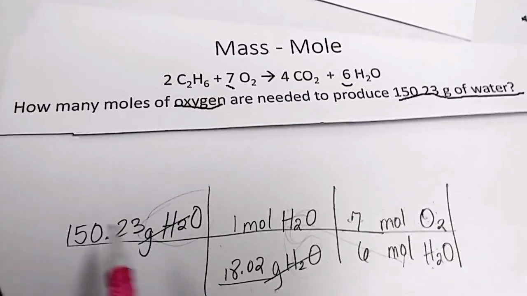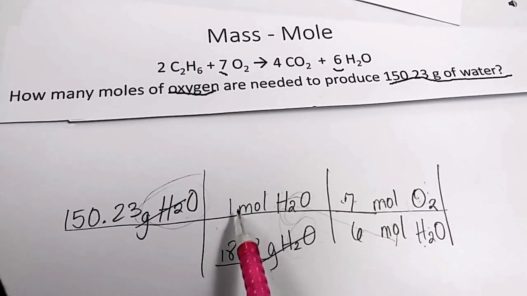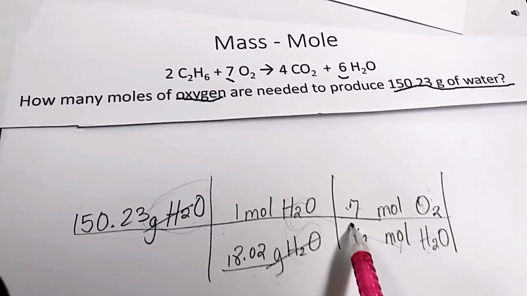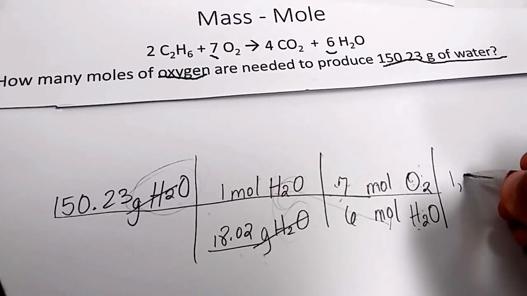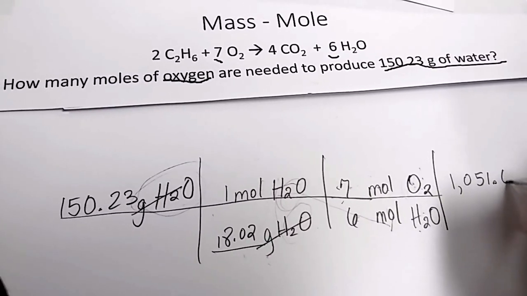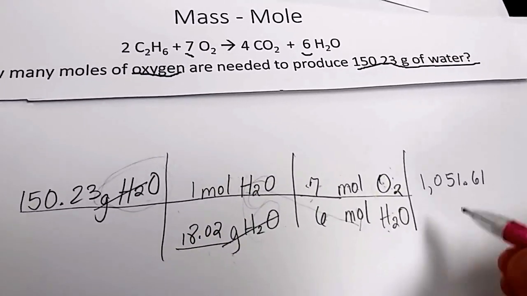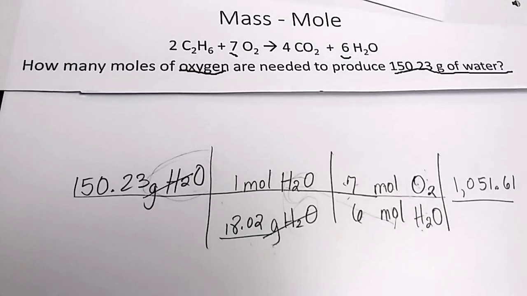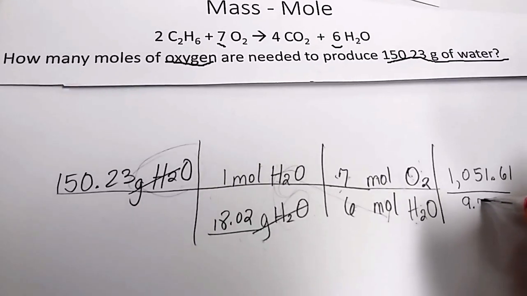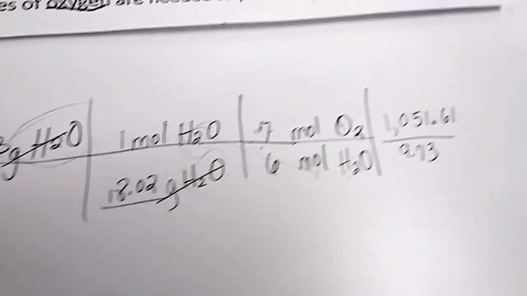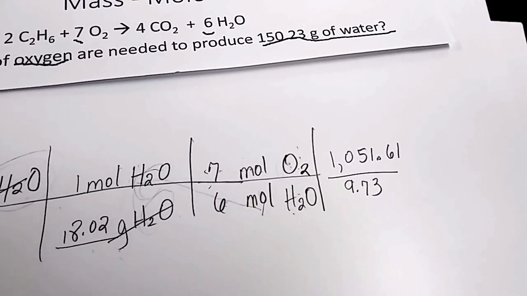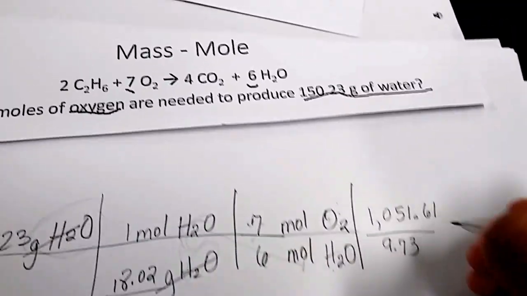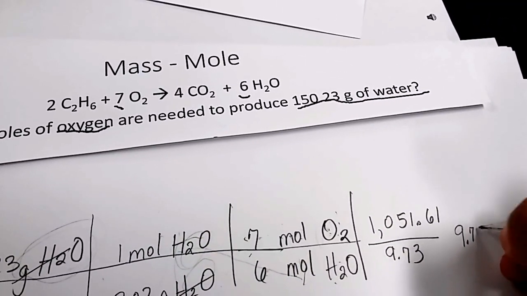Okay, so I'm going to go ahead and multiply across: 150.23 times 1 times 7, and that's going to give us 1,051.61. Same thing with the bottom, 18.02 times 6. Finally, divide the top by the bottom, and it's going to give us 9.73.